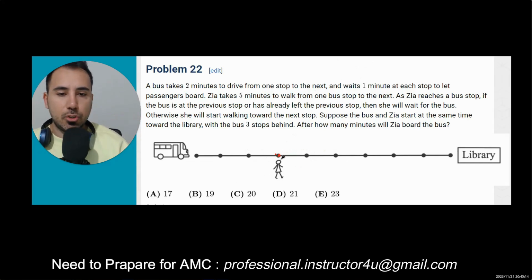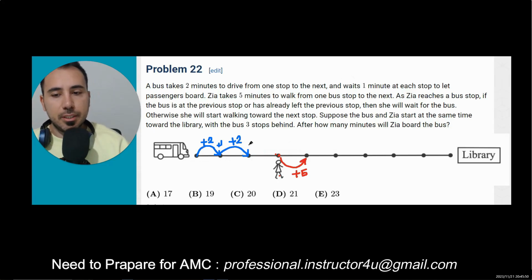So if this is you, not Zia, after 5 minutes, you're going to be here. But where's the bus after 5 minutes? You could just draw it here. The bus will get here in 2 minutes, plus 1. So again, 2 more minutes, the bus will be here. But it's going to wait here for another one. So you would see that the distance between them is like 2 stops here.